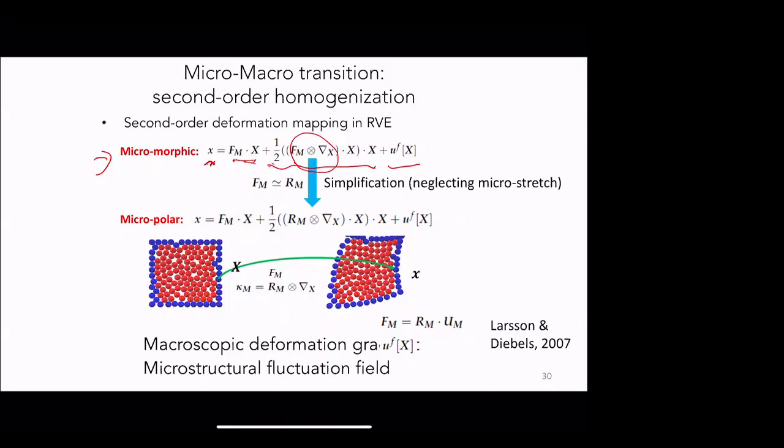Okay. One way to simplify this problem is to basically ignore that second term and the third term and just consider this in our calculations. But another alternative that makes it easier is to consider a micropolar kinematic, in which we do not consider the complete term of this, but we consider the deformation gradient to be approximately equal to the micro rotation term, and that will give us this. Okay, so that will give us a micropolar kinematic.